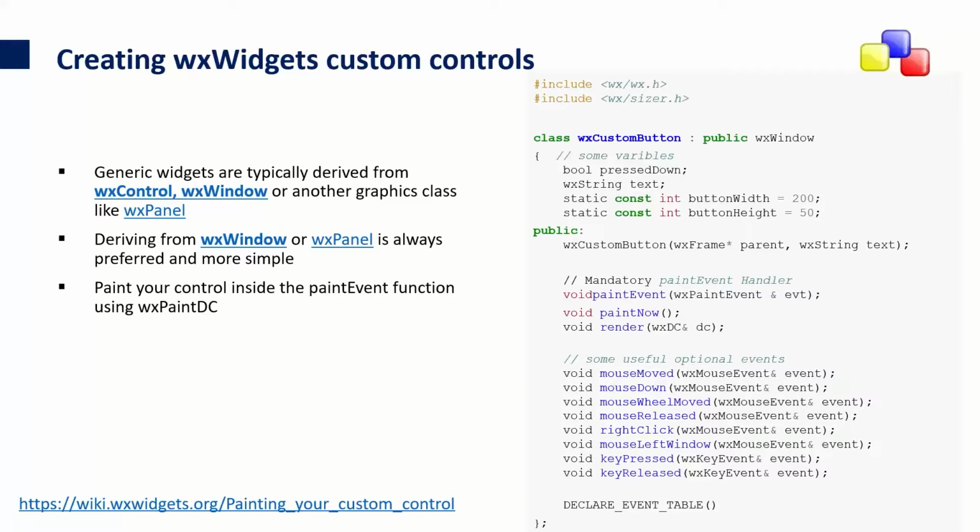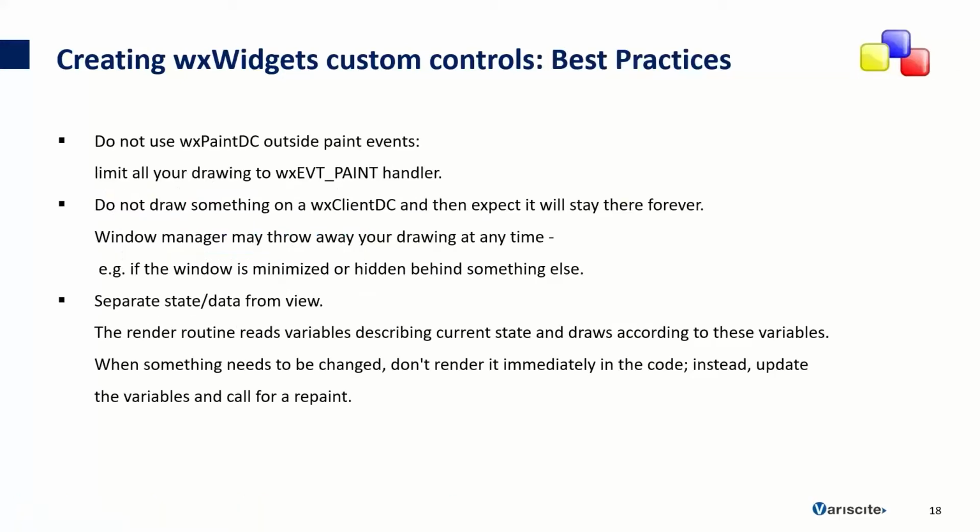Let's see some best practice in order to approach this development. First of all, we should never use the device context outside a paint event. So we should limit all the drawing within the paint event handler, so the dedicated function that we'll have to write for this object.